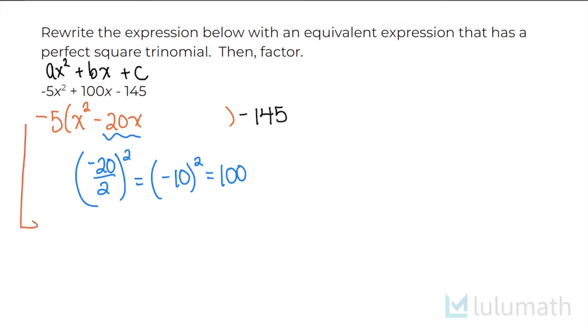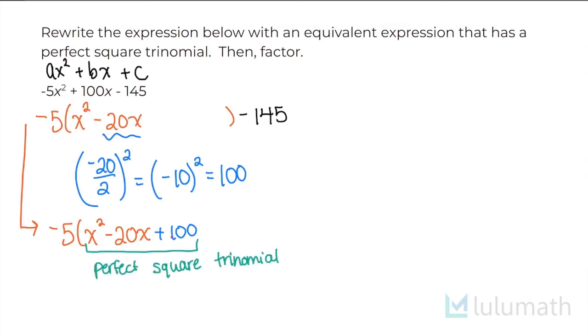So this expression is now going to say negative 5 multiplied by x squared minus 20x, and then I will add in this 100, which has completed the square. So now I have a perfect square trinomial, but if I add 100, I need to subtract that 100, and then I'll copy down this minus 145.